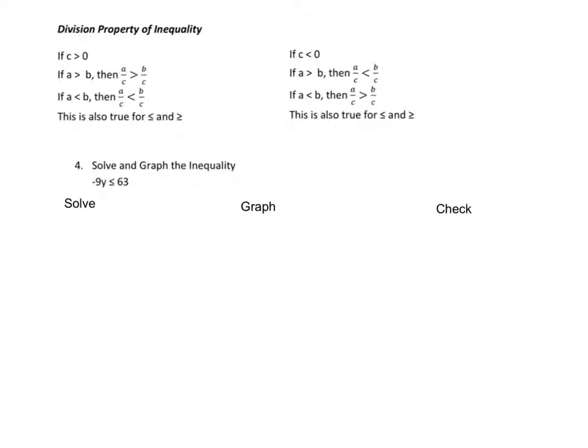Okay, let's try example 4. -9y is less than or equal to 63. Now, just as if we were solving an equation, we're going to divide both sides by -9. But since I divided both sides by -9, I have to flip the sign in my answer. So y is greater than or equal to -7. Then we'll go to graph it.